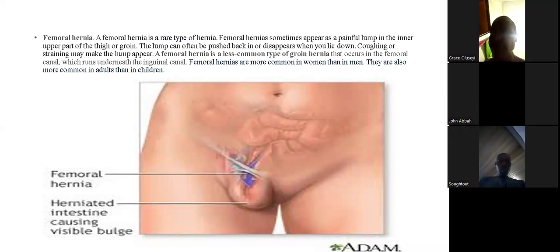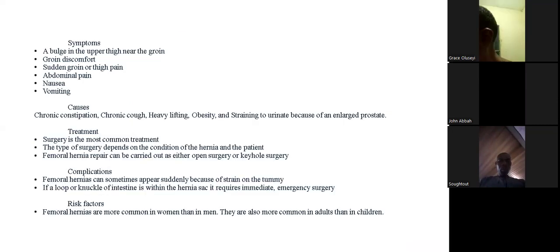We've seen it also with children. Now, let's look at some of the symptoms of this particular type of hernia. One, you will definitely find a bulge in the upper thigh near the groin. Now, the patient will always complain of discomfort.